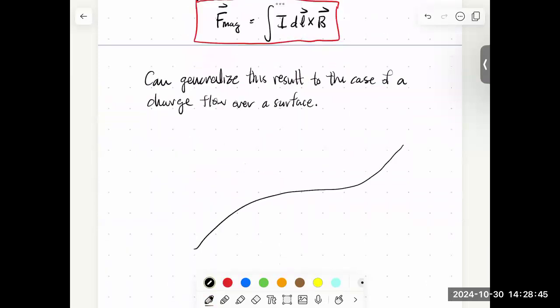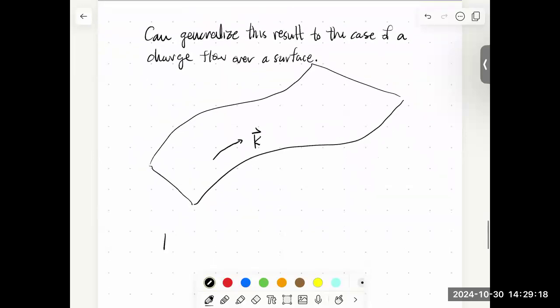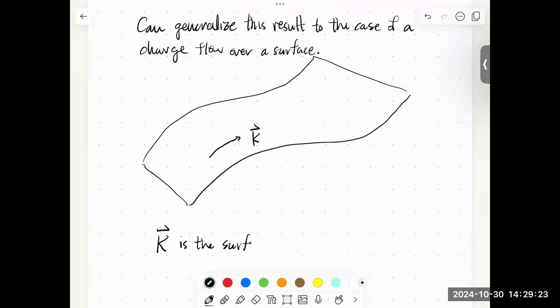So let's draw some kind of surface. This could be either a thin sheet that has a current flowing over it, or it could be like the boundary of some volume where there's some charge on that surface of whatever that bounding volume is enclosing. Okay, so we're going to have a surface current density, and we're going to call that K. So K is the surface current density.